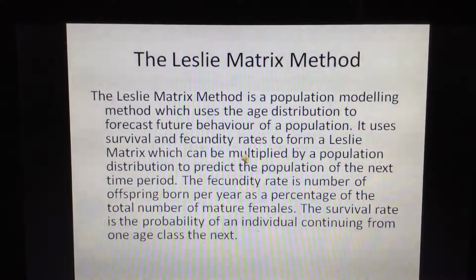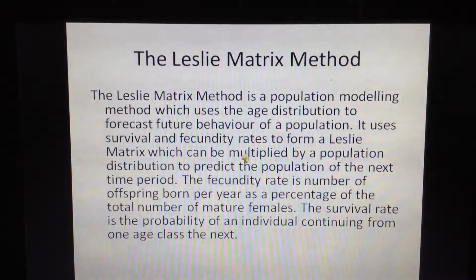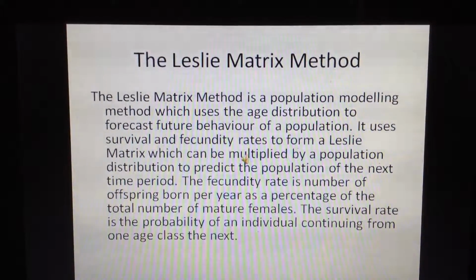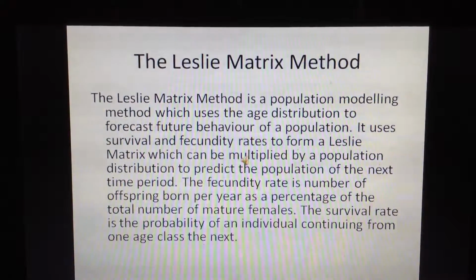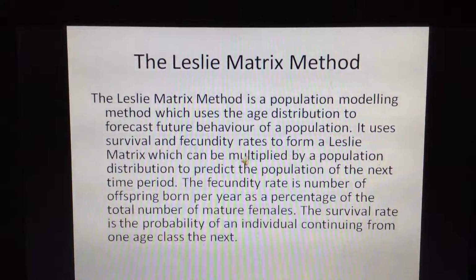The fecundity rate is the number of offspring born per year as a percentage of the total number of mature females. The survival rate is the probability of an individual continuing from one age class to the next.